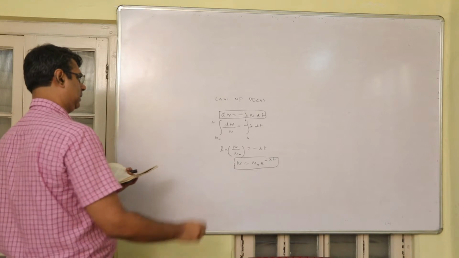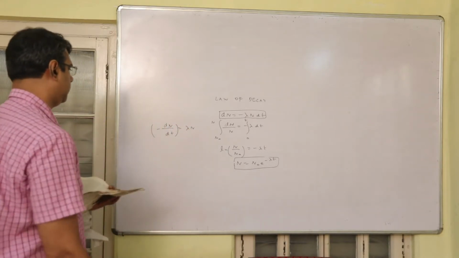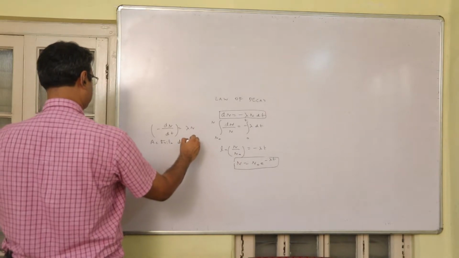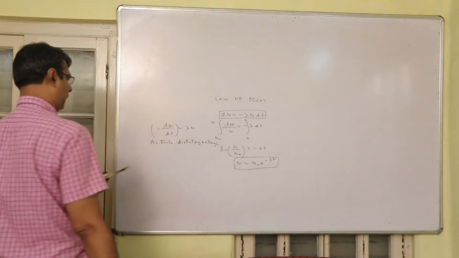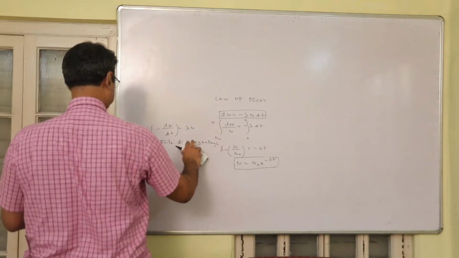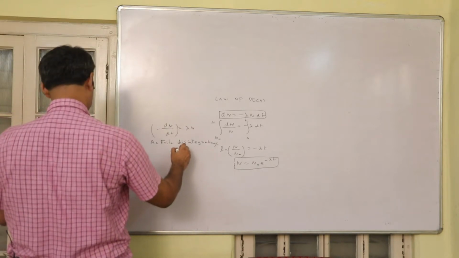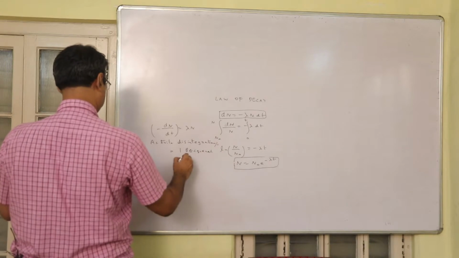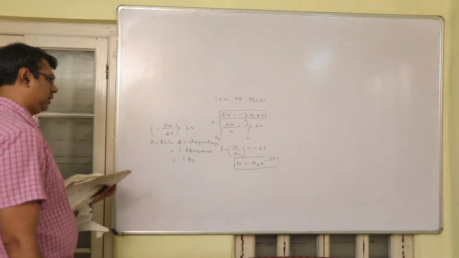Now, in the law of radioactive decay, the term minus dN by dt is called the activity of the sample, and activity is basically a measure of the number of disintegrations per second. The number of disintegrations per second is called 1 becquerel, and the symbol is Bq. So the activity of any sample is measured in becquerel. 1 becquerel is 1 disintegration per second.